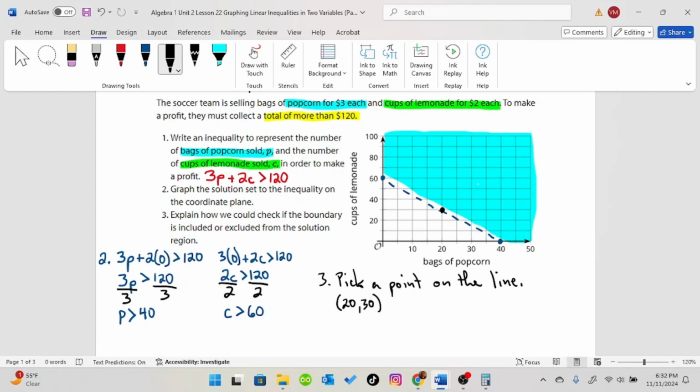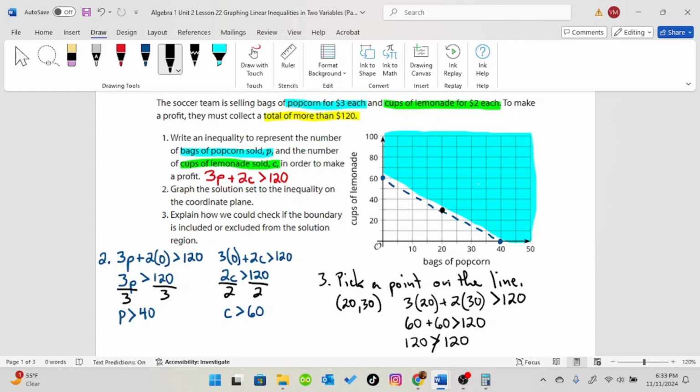If we substitute those numbers into the inequality, we have 3 times 20 plus 2 times 30 is greater than 120. 3 times 20 is 60. 2 times 30 is 60. And 60 plus 60 is 120. 120 is not greater than 120.